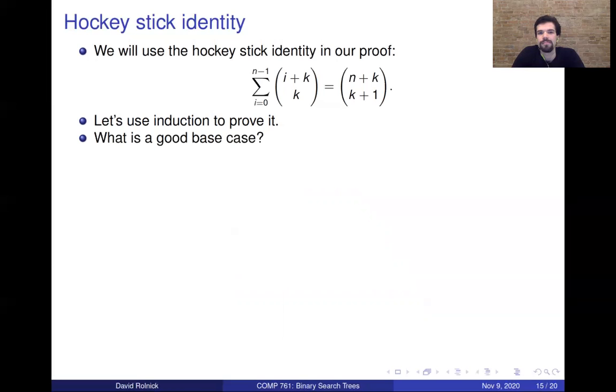What should we even be inducting on here? We could be inducting on n. We could do an induction on both of them at the same time, but let's just do an induction on n. What's a good base case if we're just inducting on n?